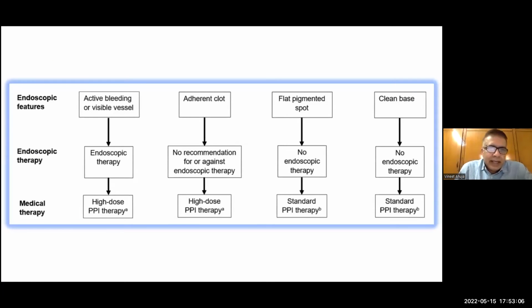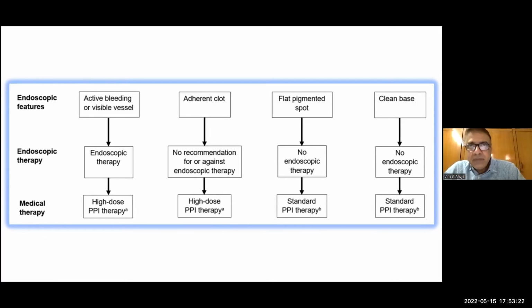Remember that if the patient has an active bleeding or visible vessel where the chances of rebleed are high, or the patient has an adherent clot where again the chances of rebleed are high, even if you do not do an endoscopic therapy, still in both these cases, high dose PPI therapy has to be given.